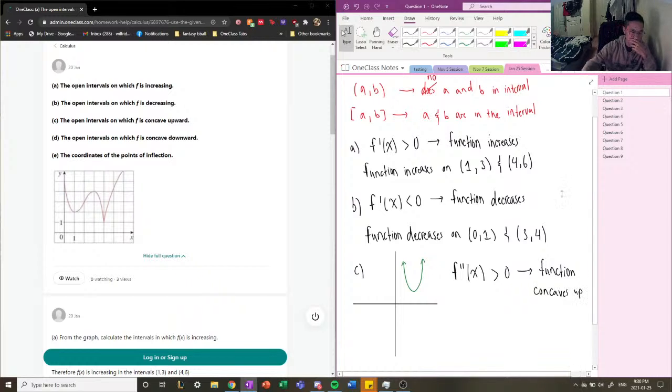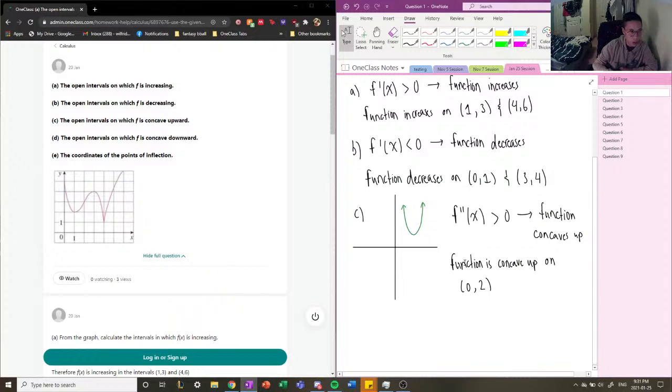Okay, so visually looking at this graph, we can see here from 0 to 2, the function is concave up. As you can see here, it's curving upwards. All right, and that's the only area on this graph that concaves up. So that means that the function is concave up on 0 to 2. Okay, so what does it mean by concave down?